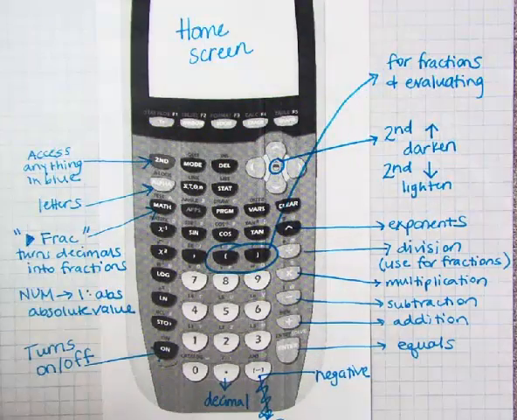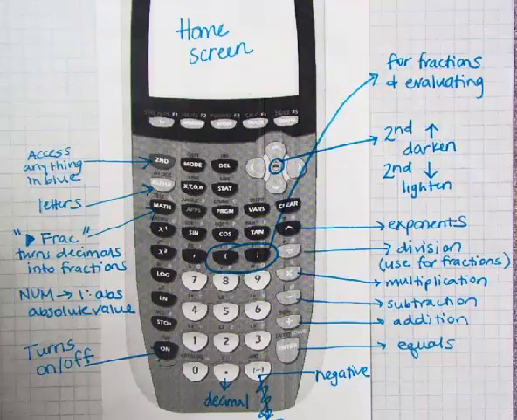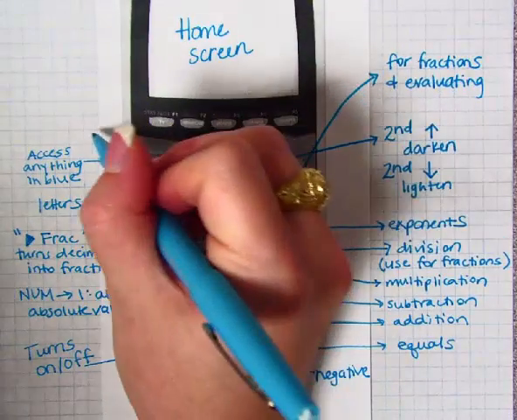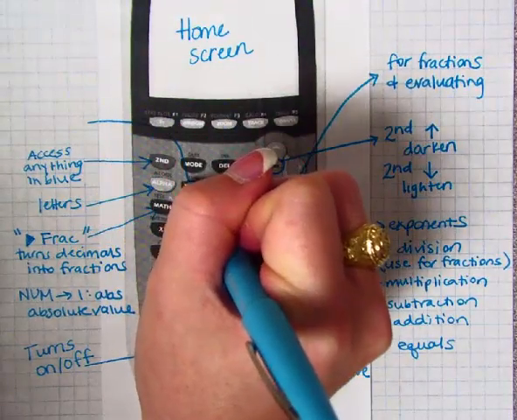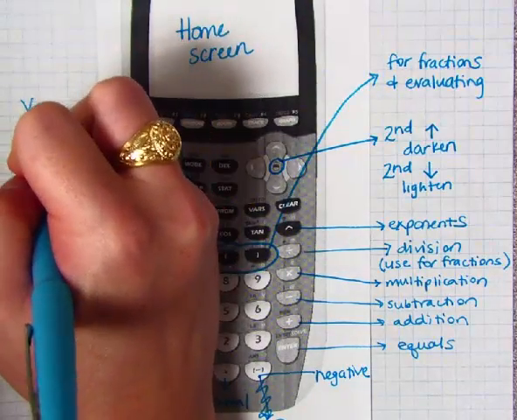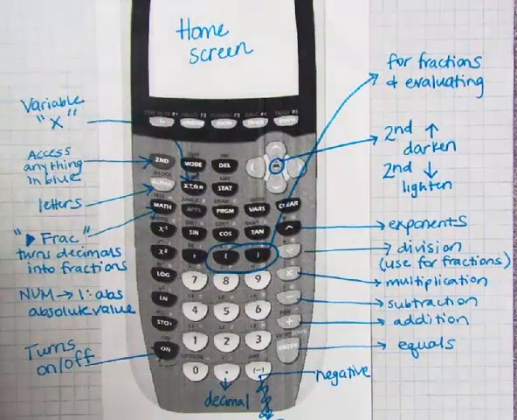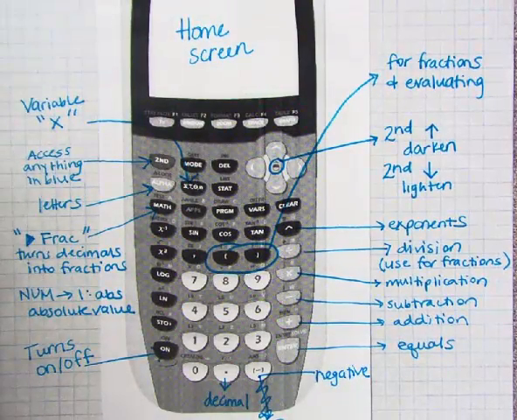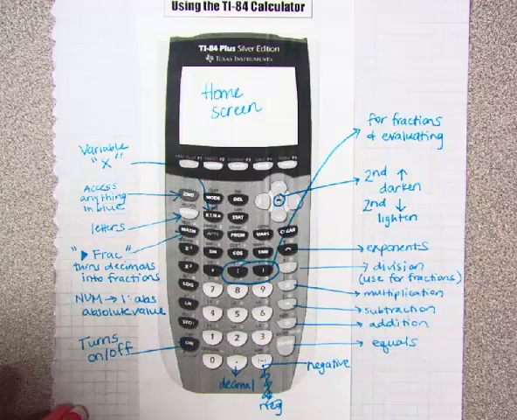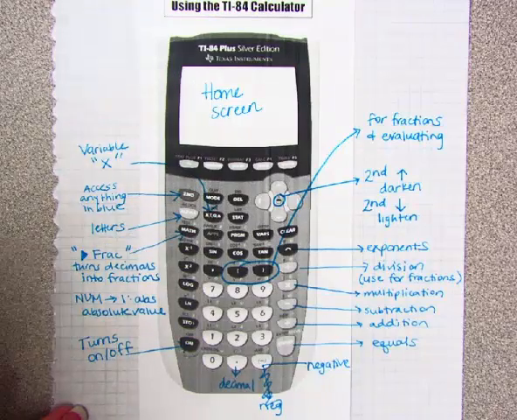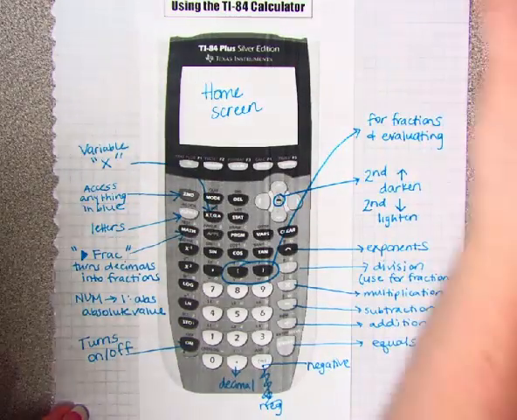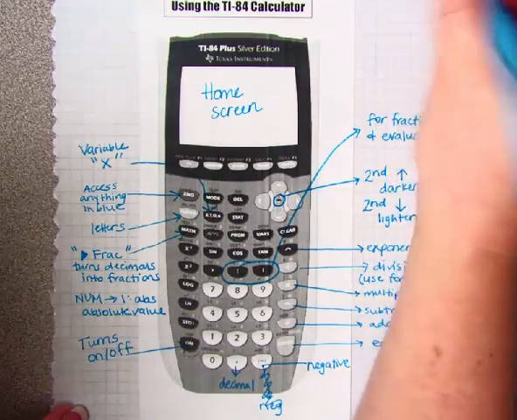Now, as we move into talking about lines, we're going to be using the variable x a lot. To access that, we will use the X,T,theta,n key here. So this will give us our variable x. So that gives you an introduction to a lot of the keys that we will be using when we use the calculator. There's also a couple other things that I just want to mention that are helpful.